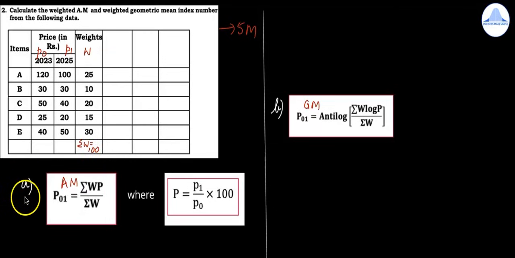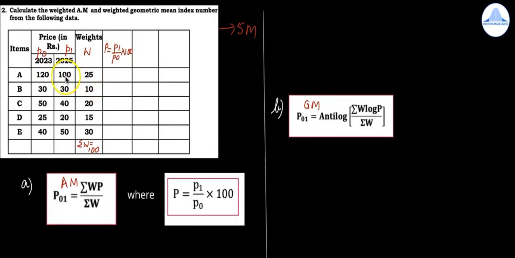Now we'll start with the first question, which is asked: the weighted arithmetic mean index number. It is denoted by P01 of AM is equal to summation WP divided by summation W. Remember that when weights are given, the denominator will always be summation W, where capital P is a price relative. It is P1 by P0 into 100. So first, let us form the column P equal to P1 divided by P0 into 100.